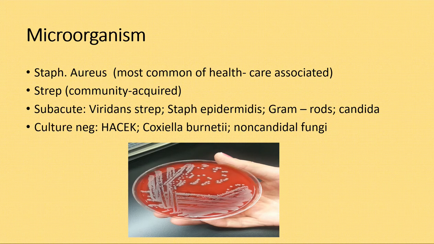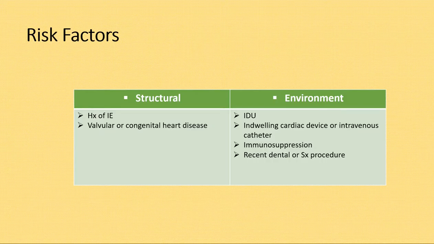And culture negative, what does culture negative mean? When the patient meets all the criteria or meets the clinical scenario for having infective endocarditis, but the cultures are negative. We are going to suspect the HACEK group. The HACEK group is a group of bacteria that are not going to be culturable, and also Coxiella burnetii and fungi other than Candida.